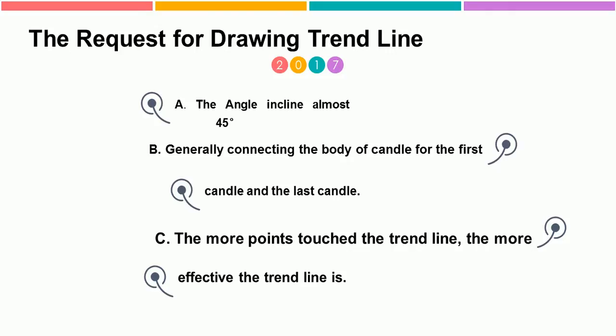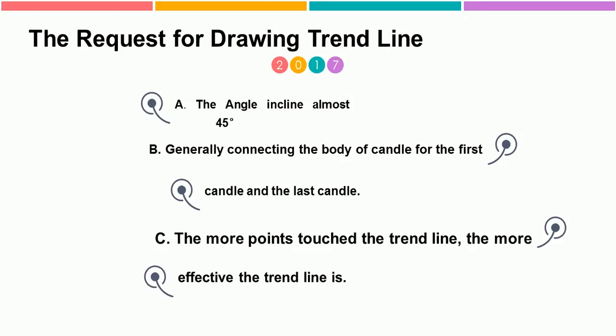Then the requirements for drawing the trend line. The angle inclines almost 45 degrees, generally connecting the body of the candlestick for the first candle and the last candle. You may want to know, because the candlestick has the shadow and the body, why should I connect the body or the shadow? Both can. If you connect the body, you should connect the next one. Maybe you choose this body, right?